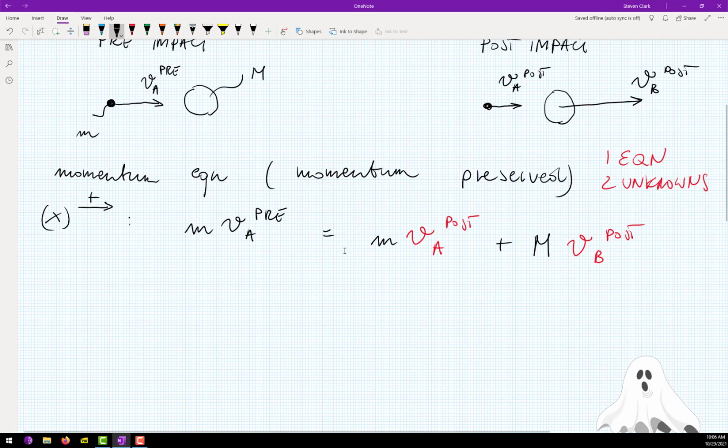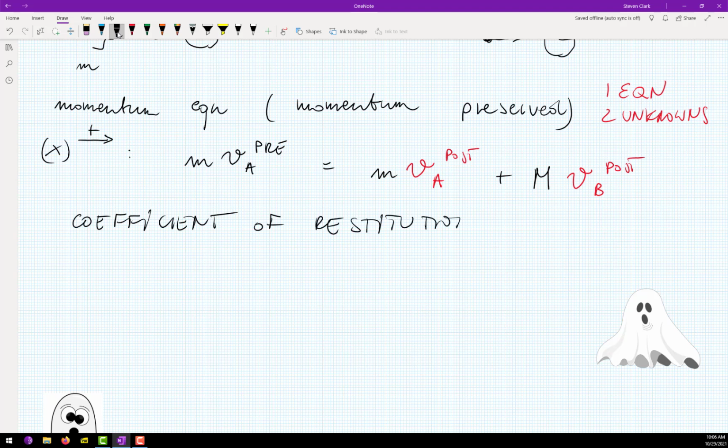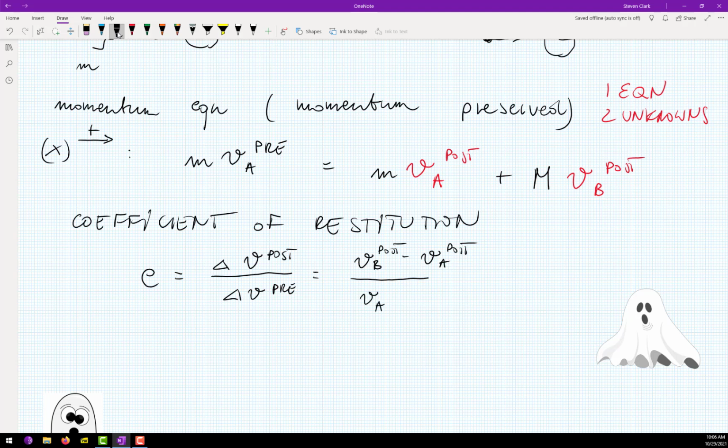So we're going to go for restitution. We have E equal to exactly what we wrote on the previous board: delta V post divided by delta V pre. So that will be VB post minus VA post divided by VA pre minus VB pre.